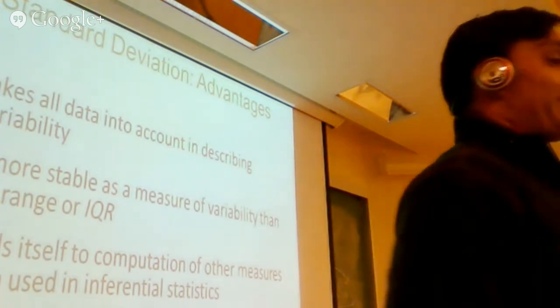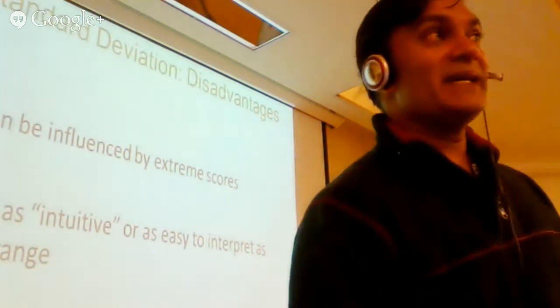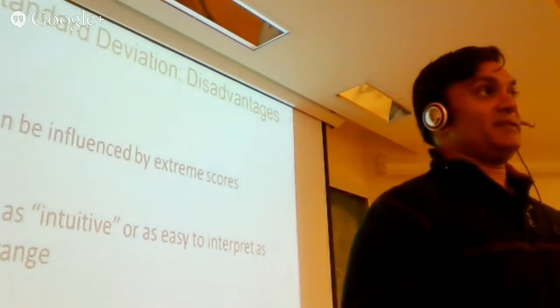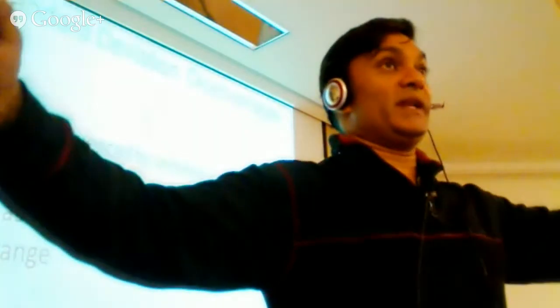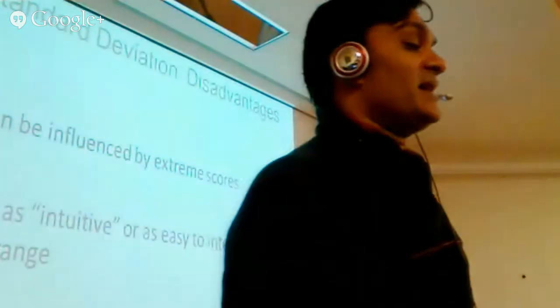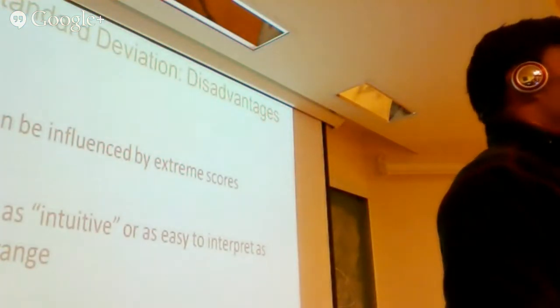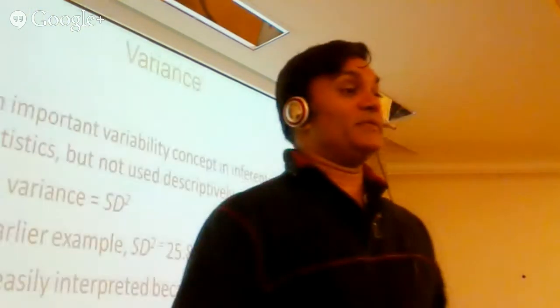So disadvantages are, like the mean, it can be influenced by extreme outliers. Because it's all about the width, again. If you got one guy who weighs like 500 pounds in the class, he's going to pull the standard deviation that way. And it's not intuitive. Obviously, it's not intuitive because some of you are looking at me like, what? It's not intuitive, so it's a disadvantage. Whereas the range is intuitive.